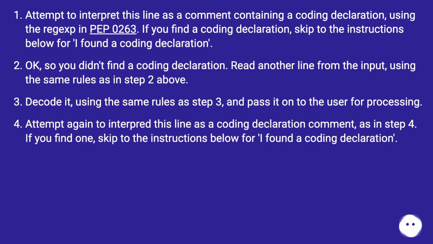Attempt to interpret this line as a comment containing a coding declaration, using the regex in PEP 263. If you find a coding declaration, skip to the instructions below for "I found a coding declaration." OK, so you didn't find a coding declaration. Read another line from the input, using the same rules as in step 2 above, decode it using the same rules as step 3, and pass it on to the user for processing. Attempt again to interpret this line as a coding declaration comment, as in step 4. If you find one, skip to the instructions below for "I found a coding declaration."